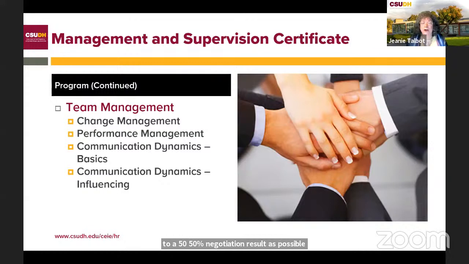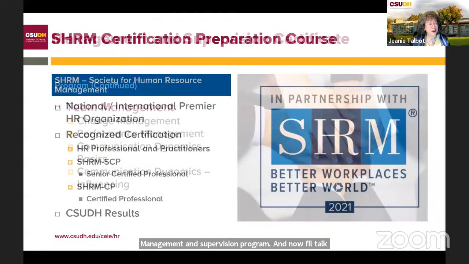Students demonstrate through a final in-class task solving a bank robbery, in which everyone is highly engaged. And so you find out just who the real leaders are in the communication process when you're in a group dynamic. And so with that, this concludes the description of the management and supervision program. And now I'll talk about what the SHRM program is all about.